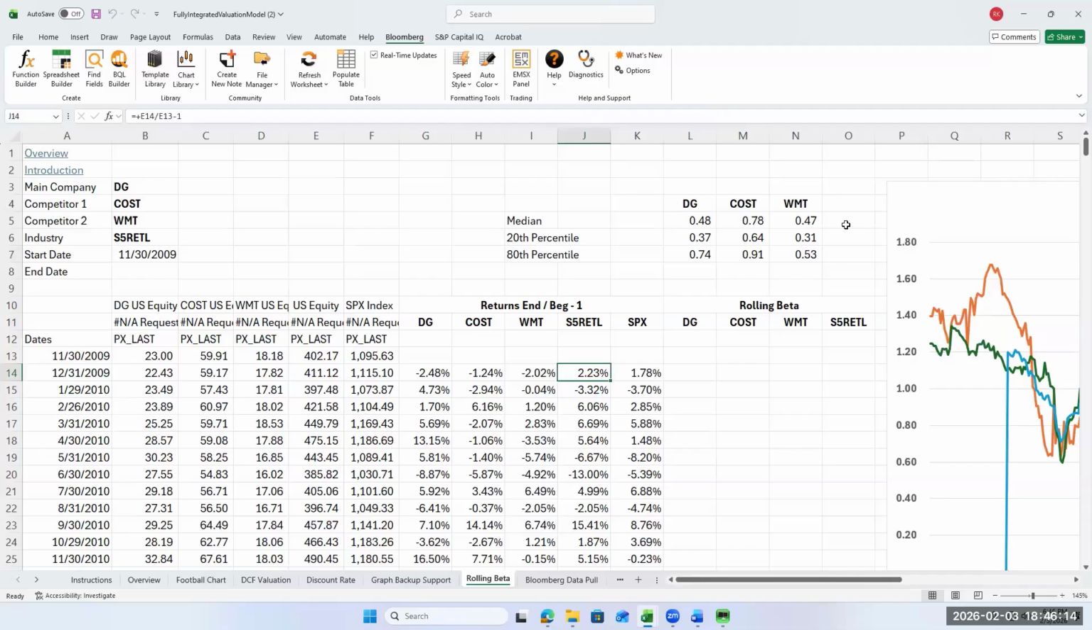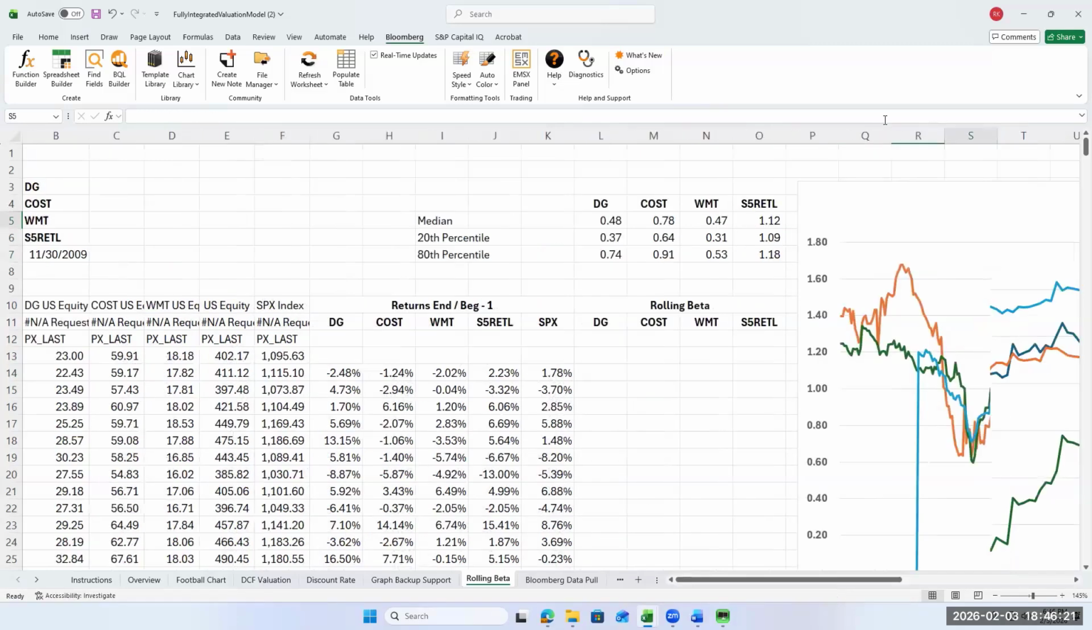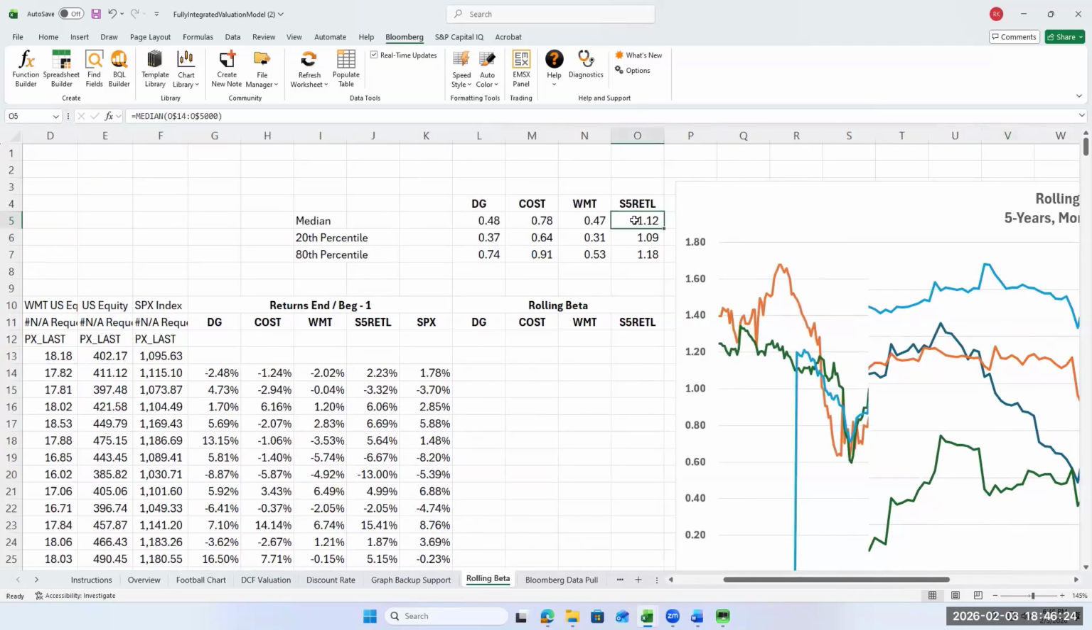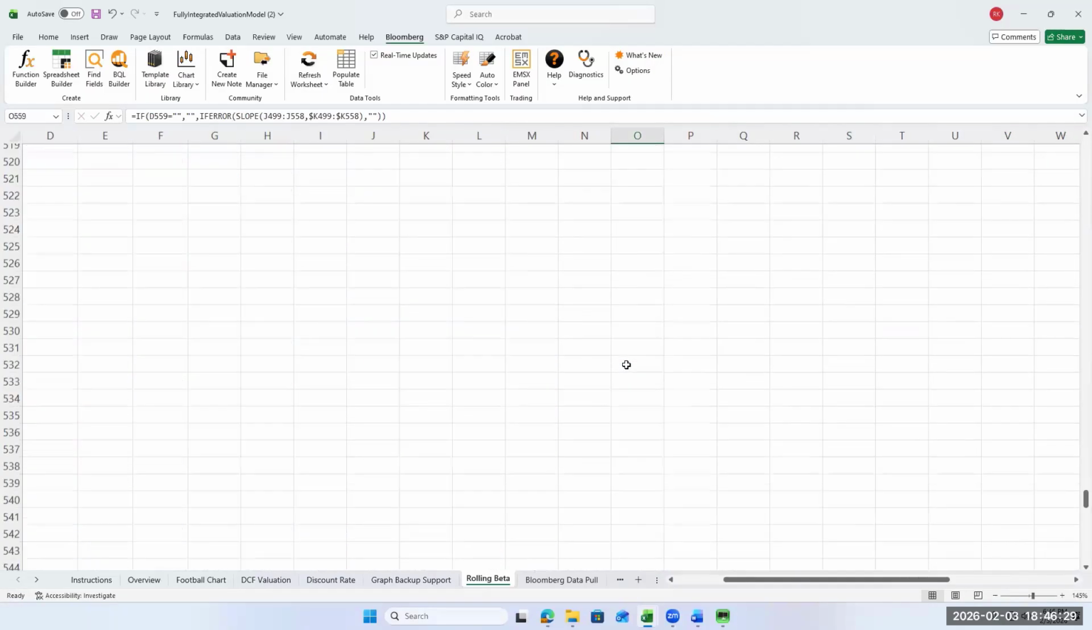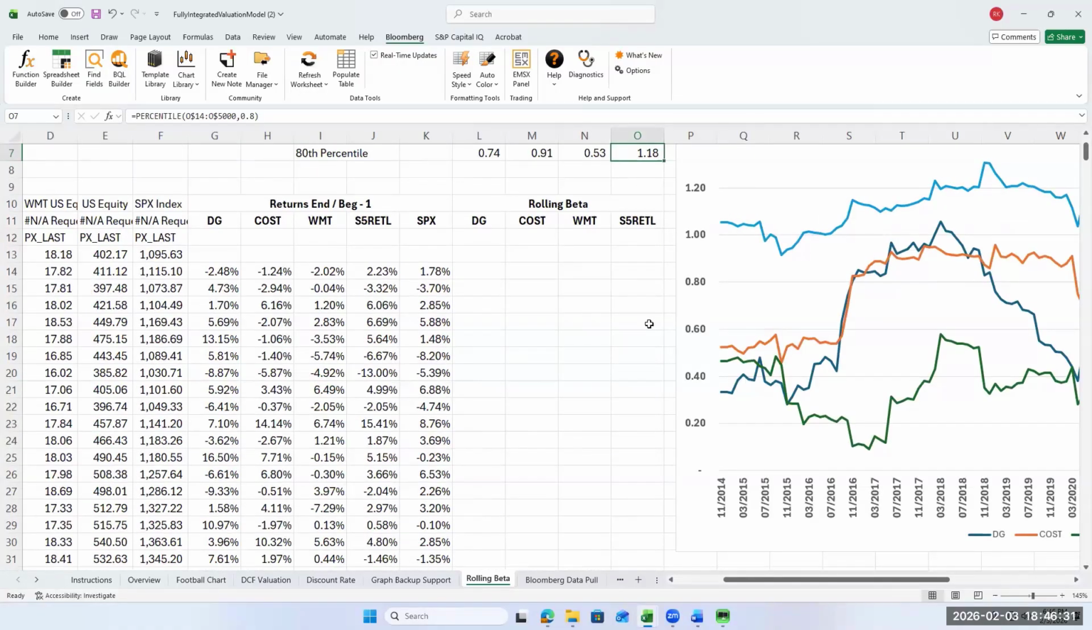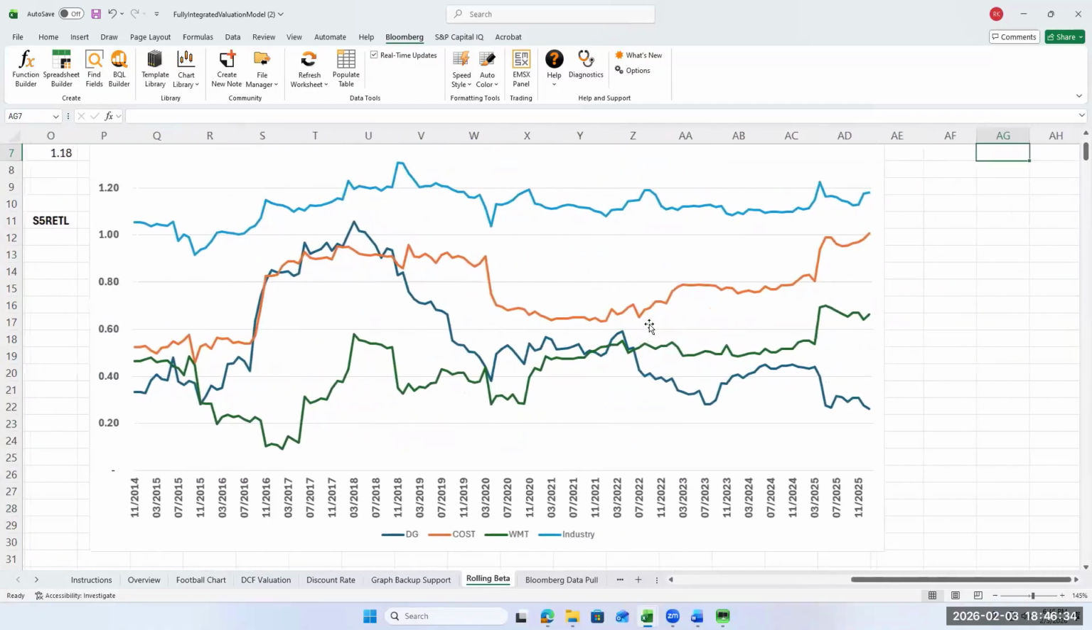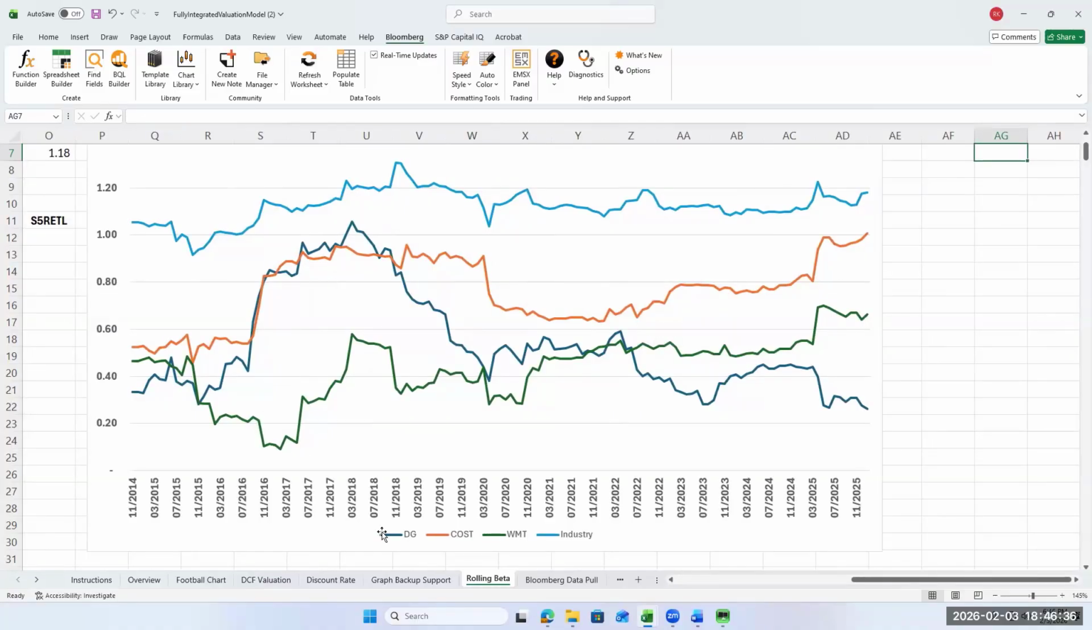Here's the industry. I should have had the industry over here, but let me do that. There's the industry. I don't know why it's so high, but that looks like I picked the wrong industry, but we'll look at it anyway. So it brings over Dollar General, which is the green. Walmart is the blue. Costco, and then the industry looks like it's all retail, not just staples. But you can definitely change it.